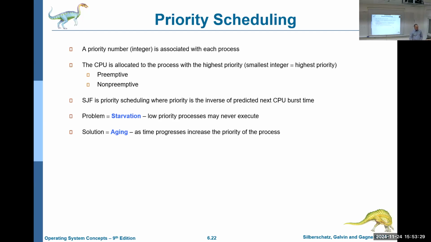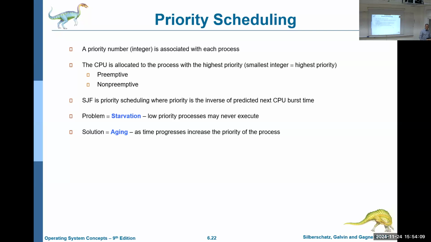Or we could say, no, we are going to preempt somebody. Shortest job first is priority scheduling, where the priority is the inverse of the predicted next CPU burst. In other words, the priority is higher if your next burst is lower. That's why we say inverse. If you think about it, shortest job first is a kind of priority. The problem is starvation, which we mentioned before. Starvation means if the high priority jobs keep coming and the low priority jobs never get serviced, they will be not serviced, and so that's called starvation.